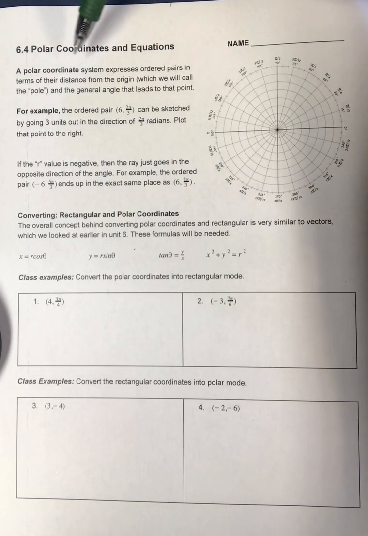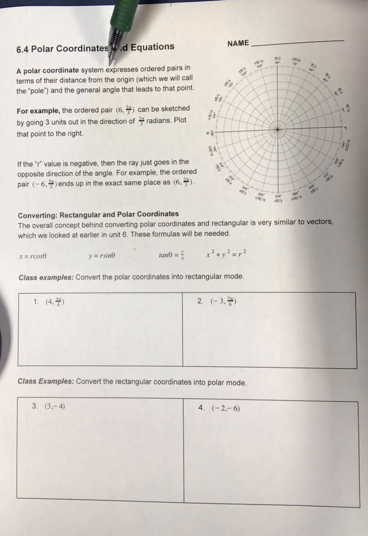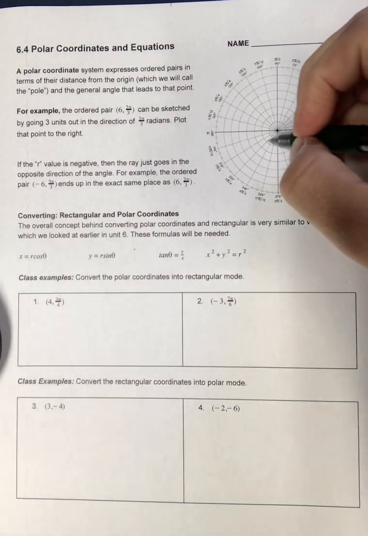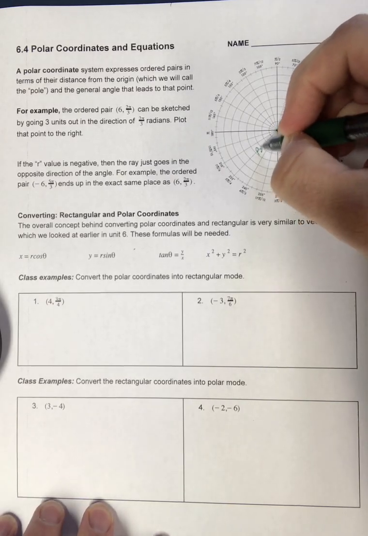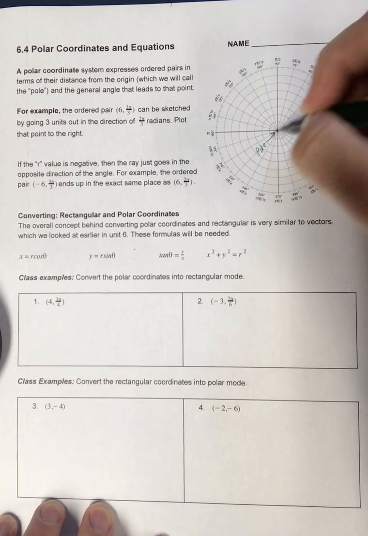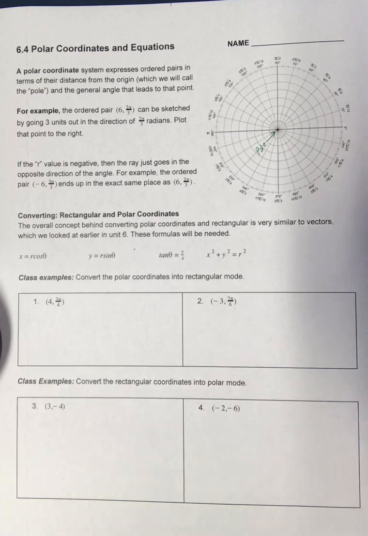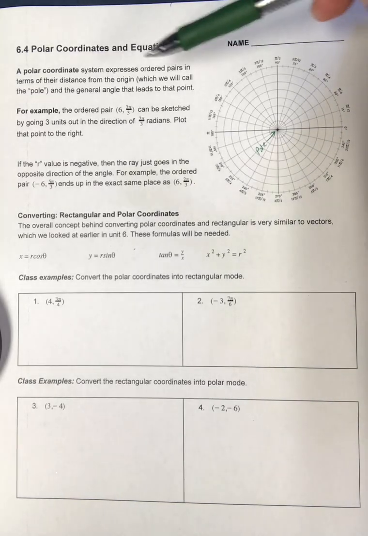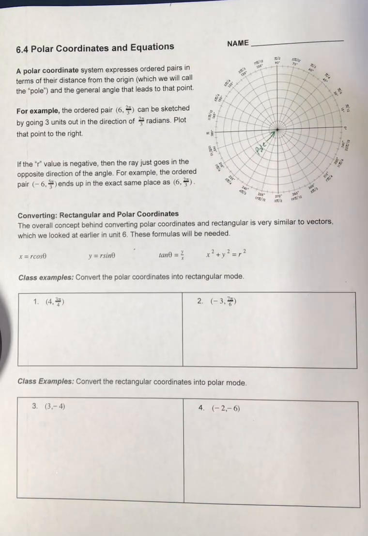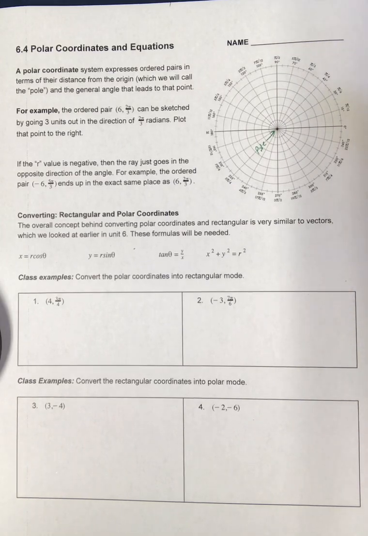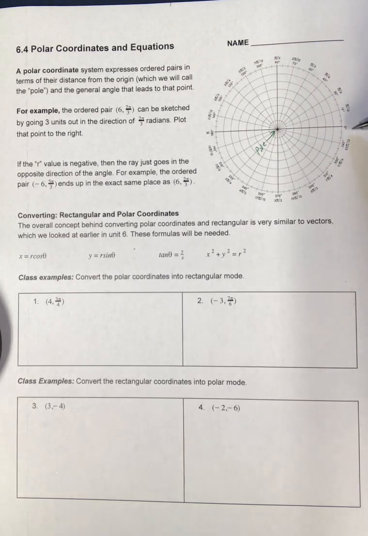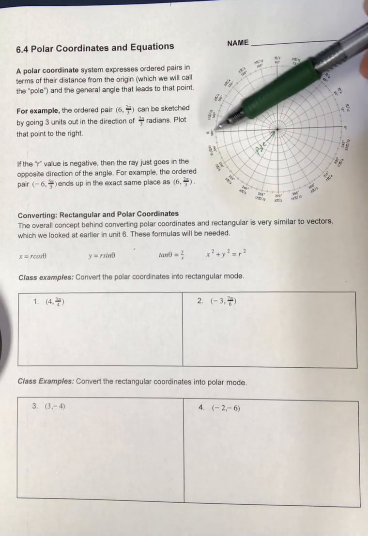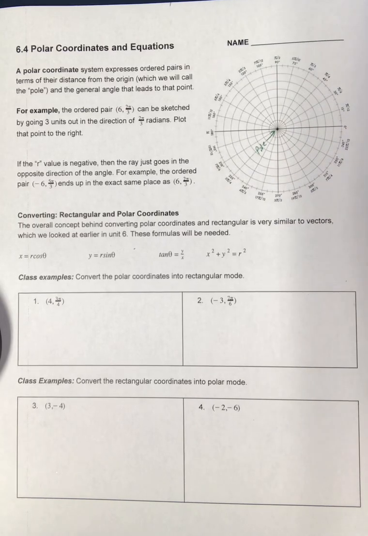So here's the idea. It's a system that expresses ordered pairs in terms of the distance from the origin, which we'll call a pole. So the pole, whenever you hear that phrase, is basically the origin, the intersection there, and the general angle that leads to that point. So we're going to have the same general angles that we've always dealt with. If you look at this, we have 0 degrees here. We go by 15s this time, so 15, 30, 45, 90, 180, 270, all the same degrees and radian measures that you've always had.